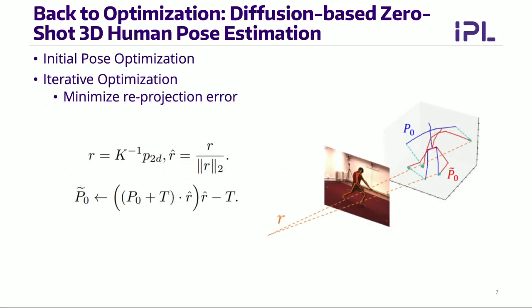Then, for our iterative optimization block, we are trying to minimize the reprojection error of poses by moving the key points to the projected rays of given 2D key points. For example, here R is the projected ray from 2D key points, and the initial pose, P0, is moving to tilde P0, which makes sure the reprojected key points will match with 2D key points.